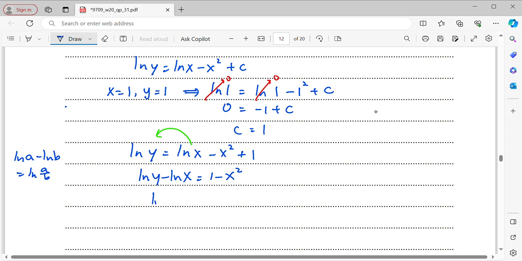So I change to this form first. Ln y over x equals to 1 minus x squared. Okay, and then to eliminate the ln, we can just take e both sides. So e to the ln a equals to a. Therefore, when I take e to the ln both sides, left hand side will be y over x, then right hand side will be e to the 1 minus x squared. Okay, or probably I just show you step by step.